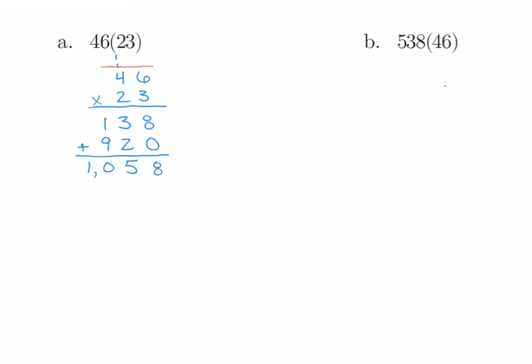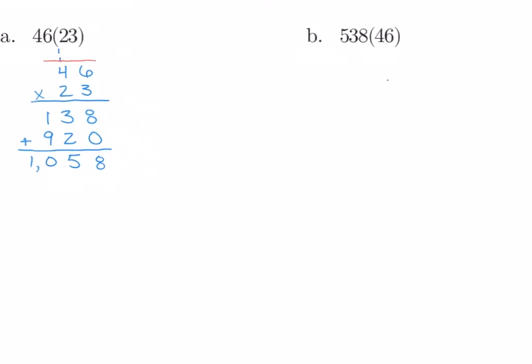All right, let's try a couple more. Make sure that we got this down. Example B. We have 538 times 46. 538 has more digits, so I'm going to put it on top. I'm going to line up my 46 on the bottom, pushing it to the right, just like we did before.